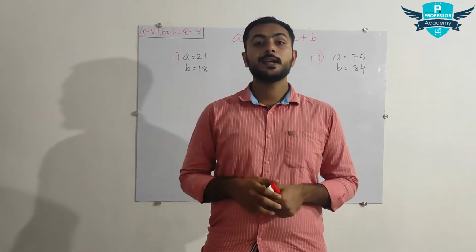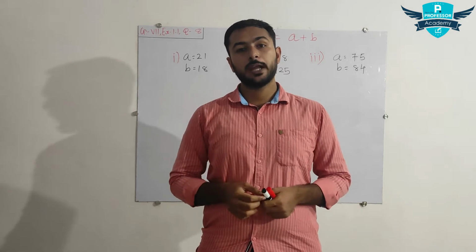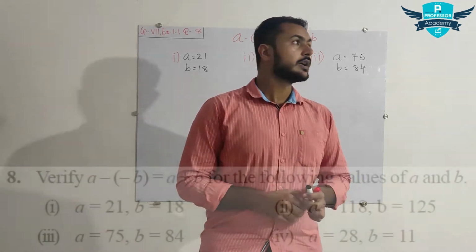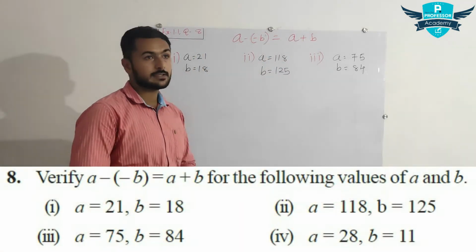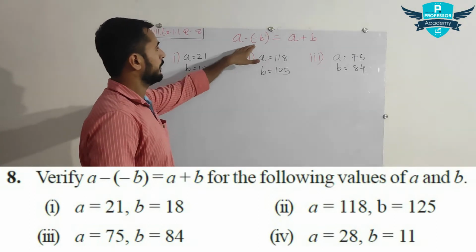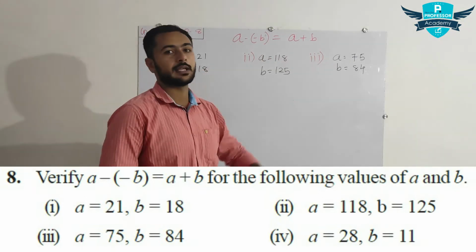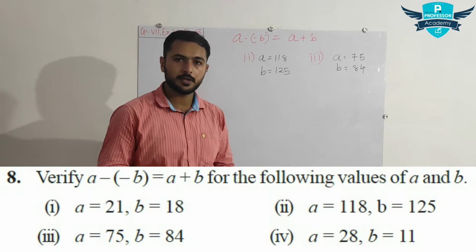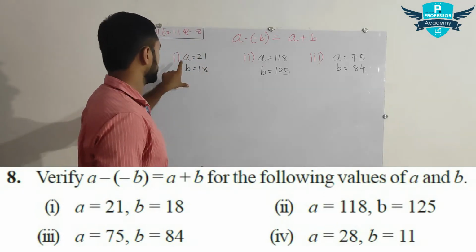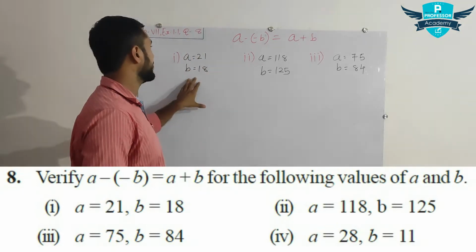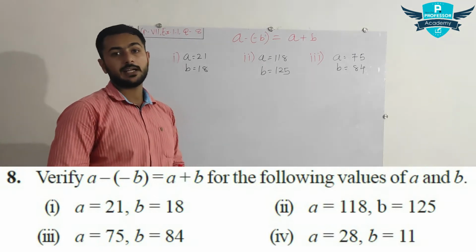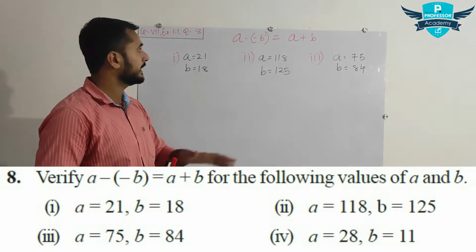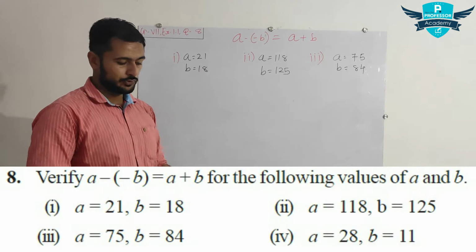Okay. Today we are going to start from question number 8 of exercise 1.1. In this question we have to verify that a minus b is equal to a plus b. We have two different numbers, a and b. In the first question, a is 21 and b is 18. Now from that we have to identify whether it is true or not. Okay, so how will we do it?